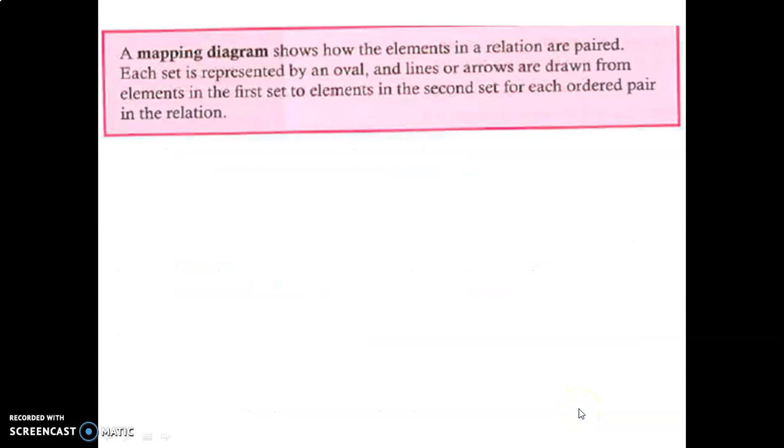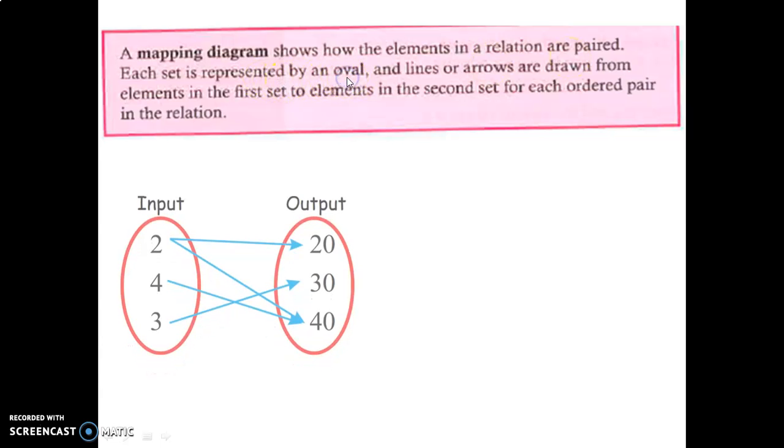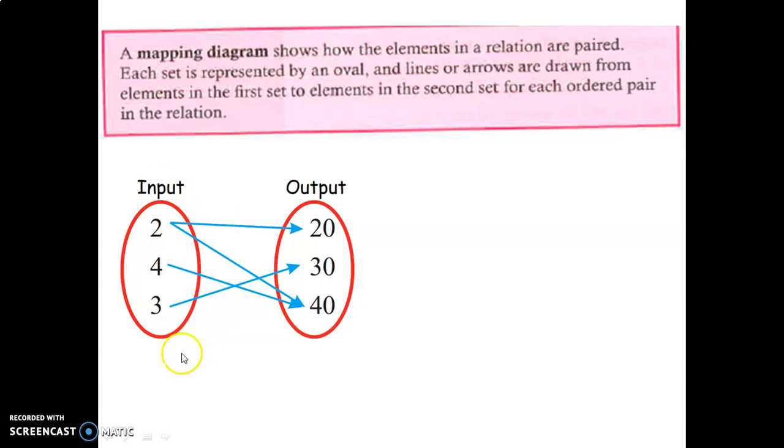Okay, a mapping diagram. We've used the word mapping already. A mapping diagram is a specific kind of diagram. It shows how the elements in a relation are paired. Each set is represented by an oval. Let's take a look. So here's a mapping diagram. Here's set A, here's set B. Each one is represented by an oval, and lines or arrows are drawn to match elements from one set to the other. For example, here, this is our input set, this is our output set, and we say 2 is mapped to 20, or 2 is mapped to 40, 4 is mapped to 40, and so on. It's showing that connection between the sets.